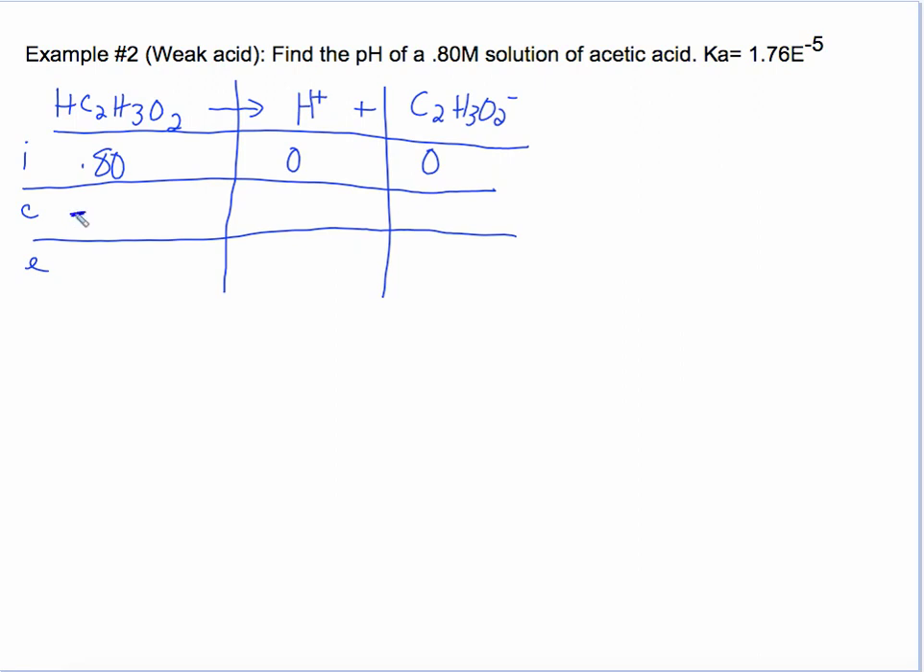Now, we don't know exactly how much this is going to dissociate, so we're just going to go minus x. If this goes down by x, this is going to go up by plus x, and the acetate ion will also be plus x. So at equilibrium, we have 0.80 minus x. This will be x, and this will be x.